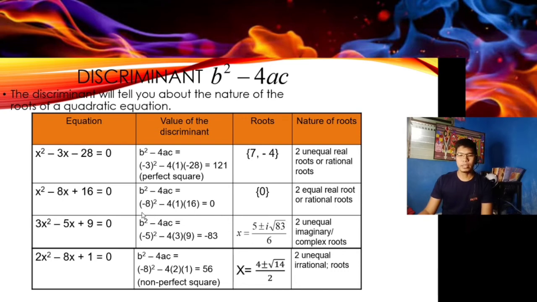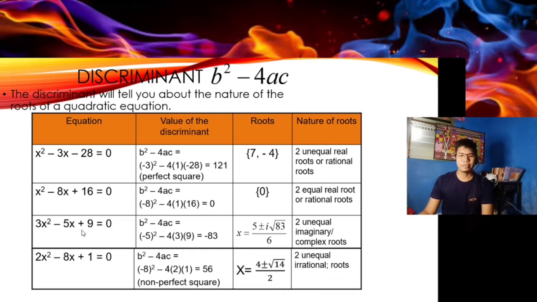So here, that is 64 minus 64 from our solution a while ago. So the discriminant here is equal to 0. So if the discriminant is equal to 0, the nature of the roots are two equal real roots or rational roots. Okay, so that's it.